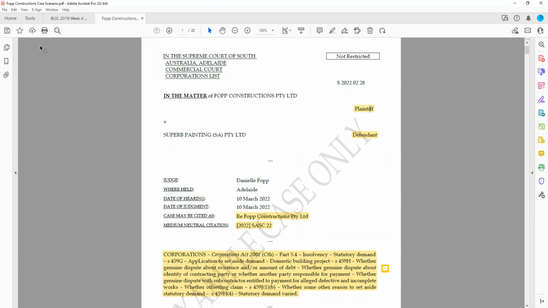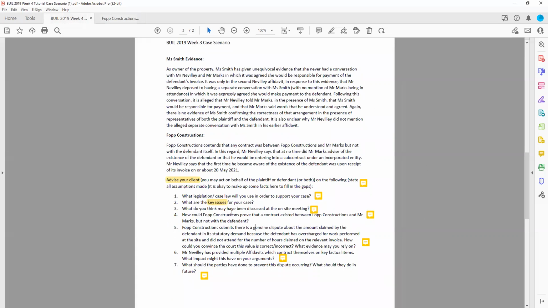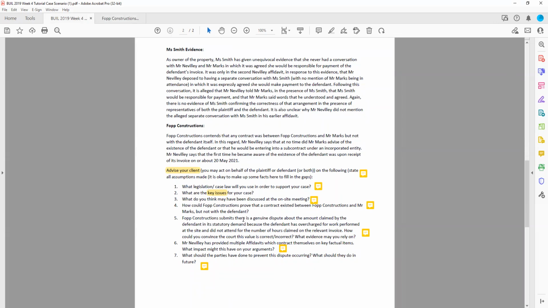So I hope this has been helpful. I hope you now have a bit more confidence in how you would answer a case study scenario that's a bit longer or a bit more complex than you would usually have. And I hope that you've learned how to take some notes as you're going through your questions.